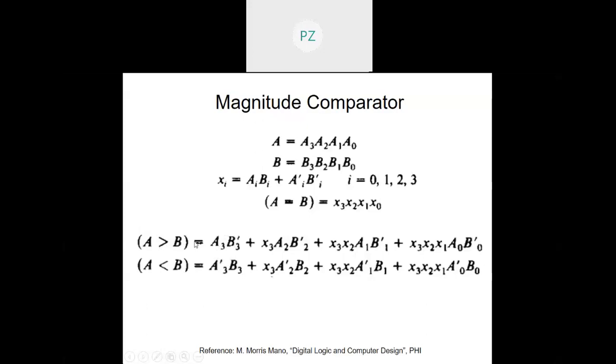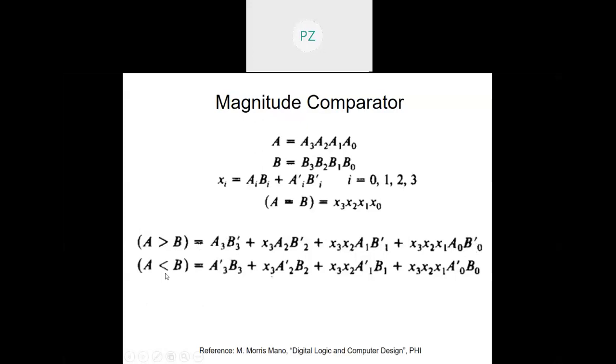So how can I write that? 1 0 means a3 b3 bar. Again, the beauty of logic will emerge. A greater than B means a3 b3 bar, that means a3 is greater than b3, or x3 a2 b2 bar, that means a3 and b3 are equal but a2 is greater than b2, or both a3 b3 are equal and a2 b2 are equal but a1 is greater than b1, a1 b1 bar, or x3 x2 x1, that means all three bits are equal, but a0 is greater than b0, a0 b0 bar. Okay, so this will give me A greater than B, right?